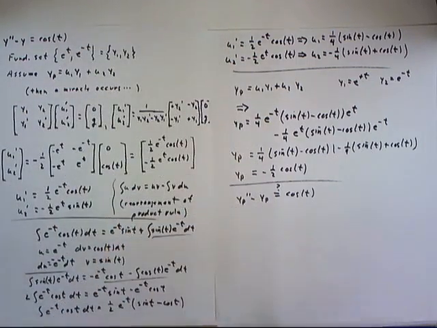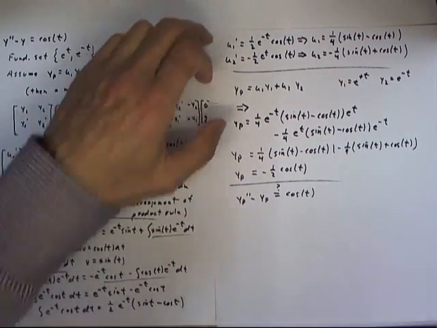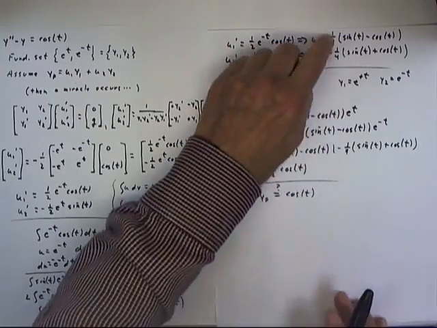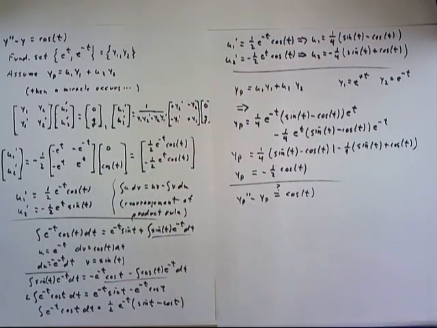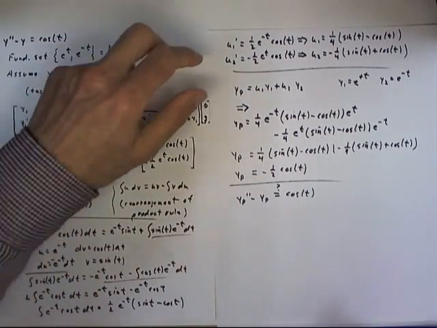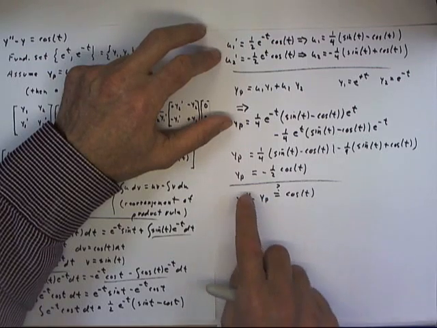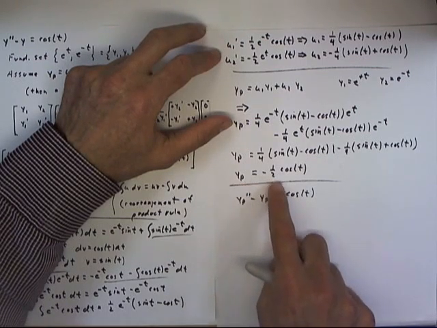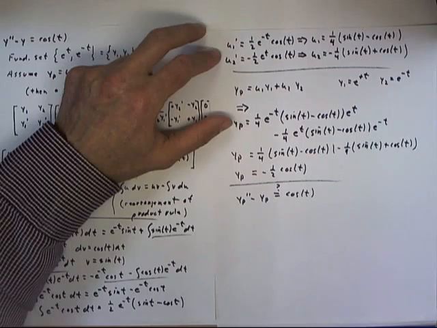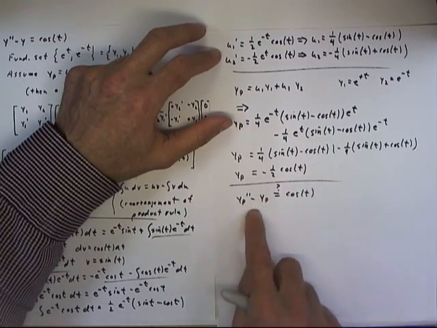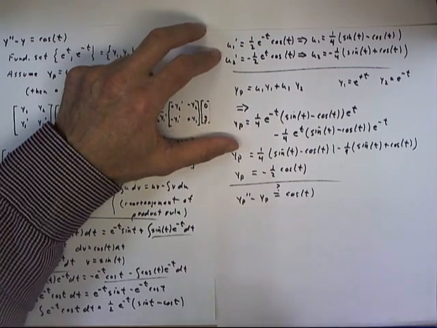Okay, I've simply rewritten everything that went before with the 1/4 here and the negative 1/4 here, and everything works out. The algebra is completely straightforward, very similar to what it was before. Our final solution then is yp equals negative 1/2 cosine of t. Now the question is, does this work out?